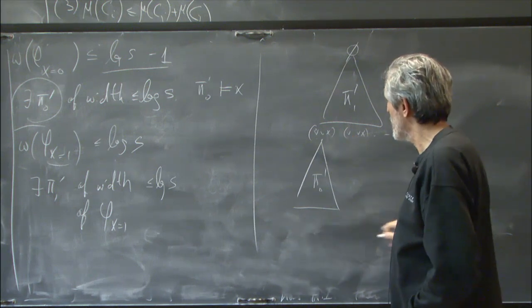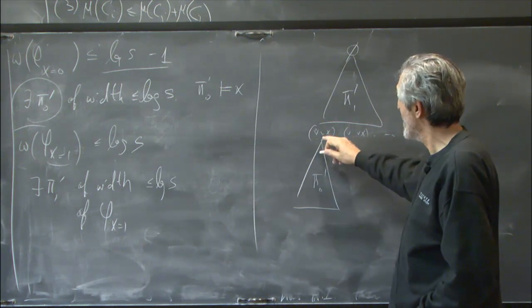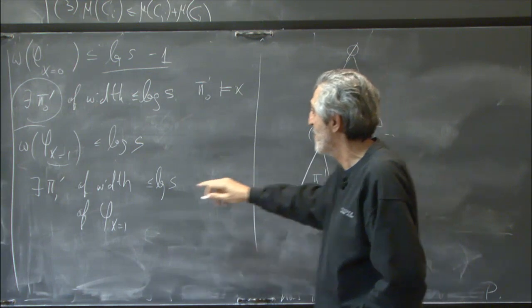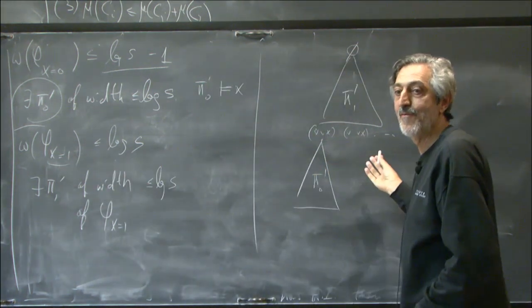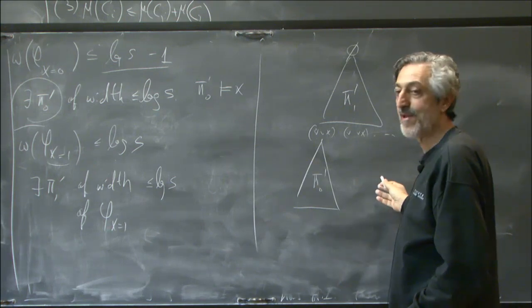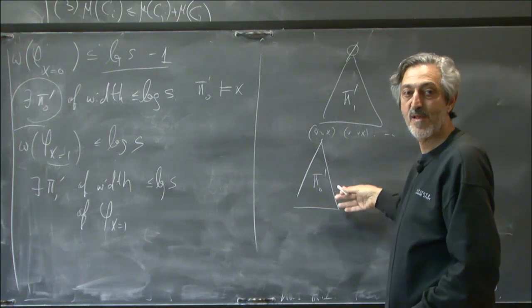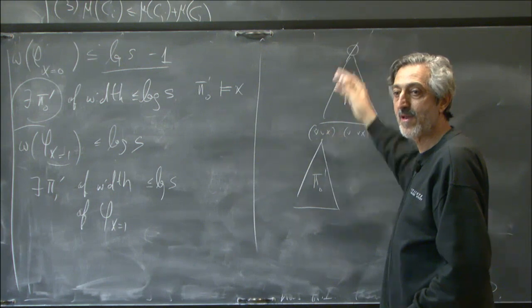Right? So I start from my original axioms. I'm generating these clauses. So I have the clauses phi x equal 1, but I put the x back effortlessly. I mean in width log s. So width log s here, width log s here, and we get a contradiction.